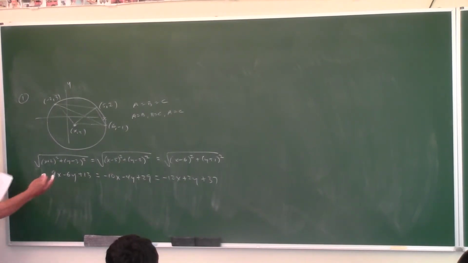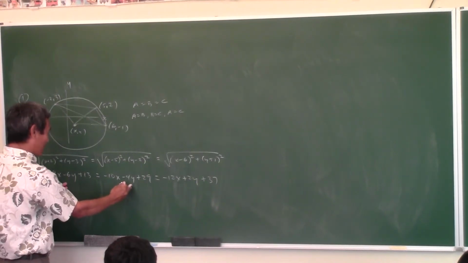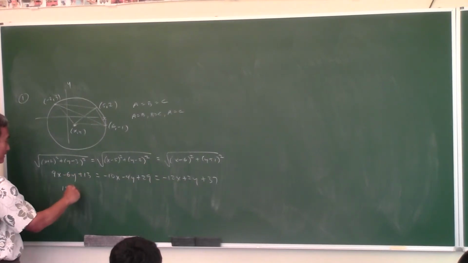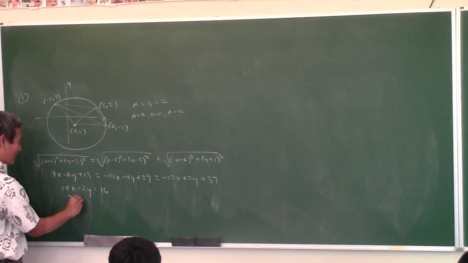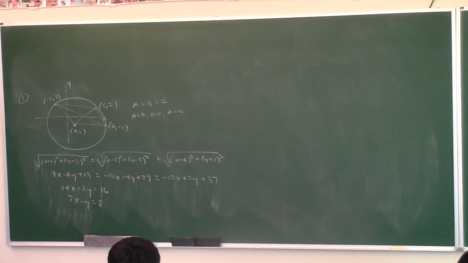Okay, now, which 2 do you want to set equal to each other? These 2, because they're next to each other? Okay, go. To do it, bring it over. 14x minus 2y equals 16. Reduced by 2, 7x minus y equals 8. There, you just got another point coming up with that.